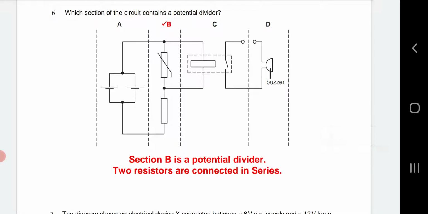Question number 6. Which section of the circuit contains a potential divider? In a potential divider circuit, a series of resistors connected in series make a voltage divider circuit. So you can see in this diagram, in section B, two resistors are connected in series. So section B is a potential divider and two resistors are connected in series as shown. It is option B.